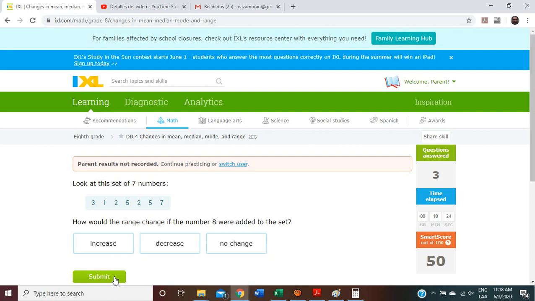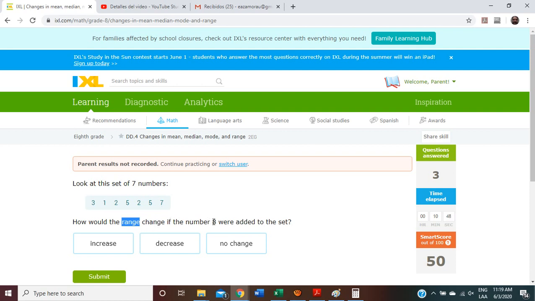Okay, now we have 7 numbers, 3, 1, 2, 5, 2, 5, 7, and now we are being asked about the range. So we first need to know what is the current range of these numbers. So the lowest number is 1 and the highest number is 7. So we have a range of 6, a difference of 6.